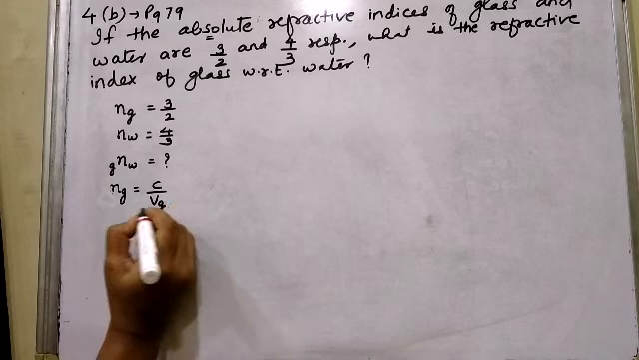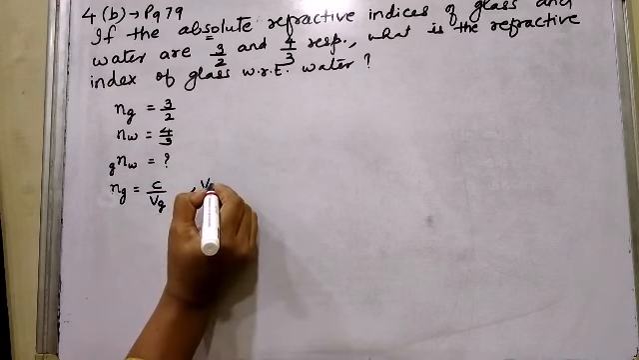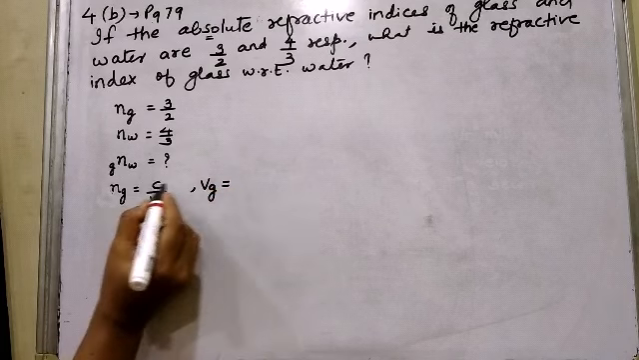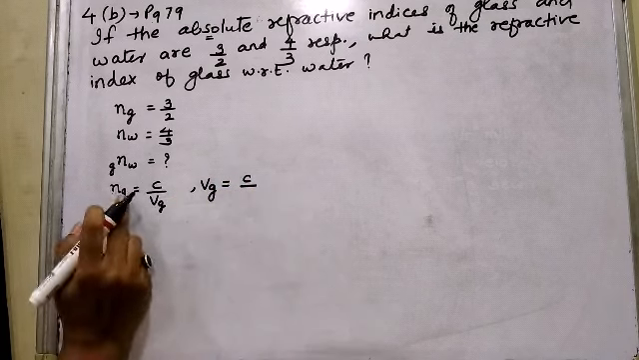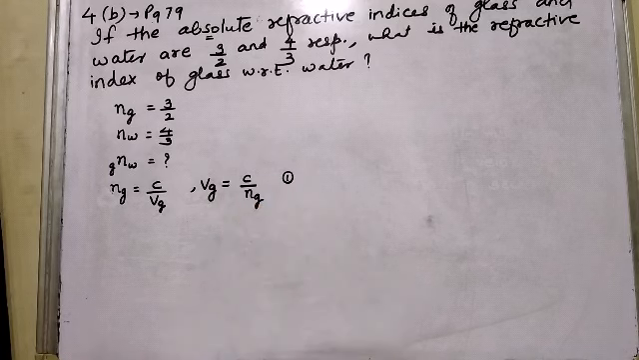So I will have to substitute Vg. Vg, the velocity of light in glass, will be equal to C upon absolute refractive index of glass. Let me take it as equation number 1.